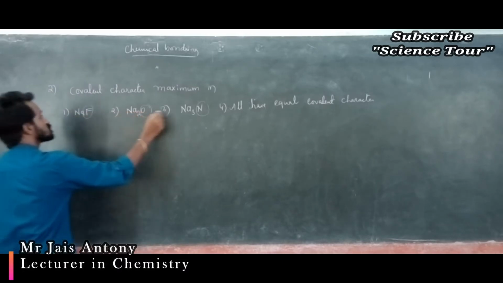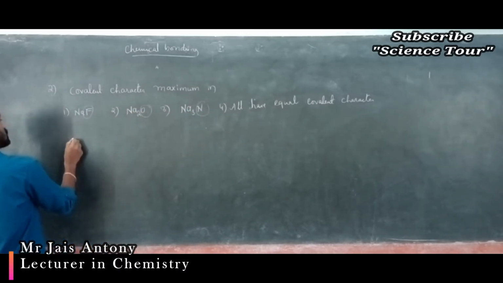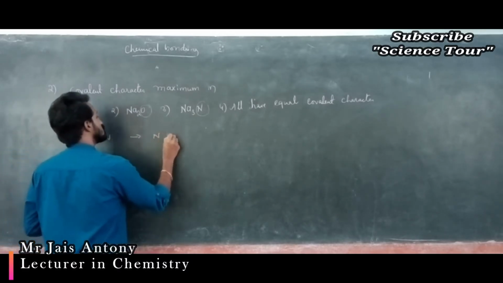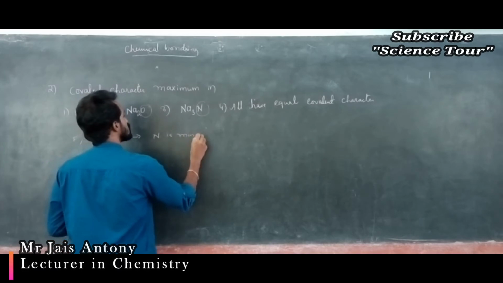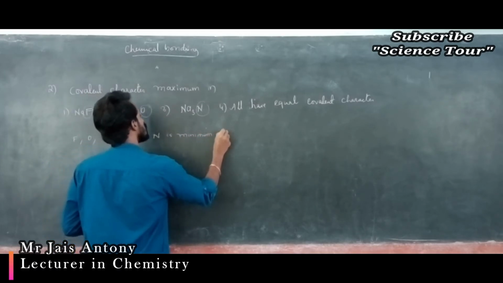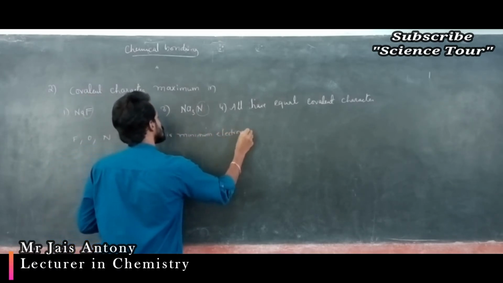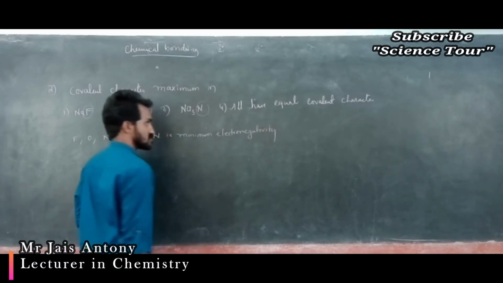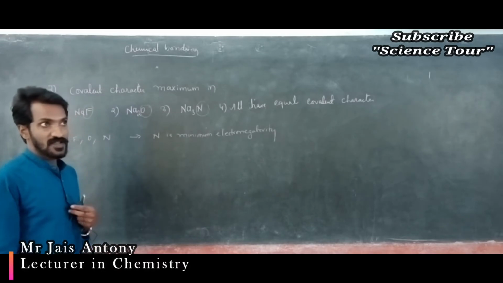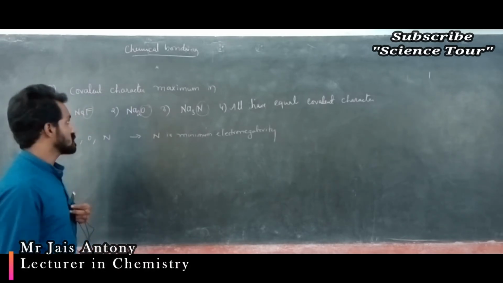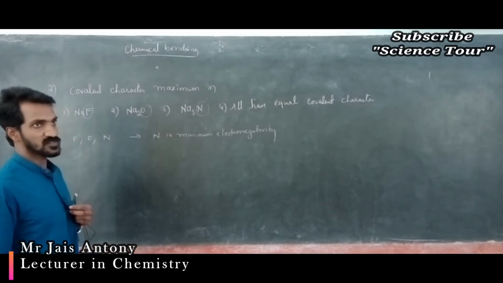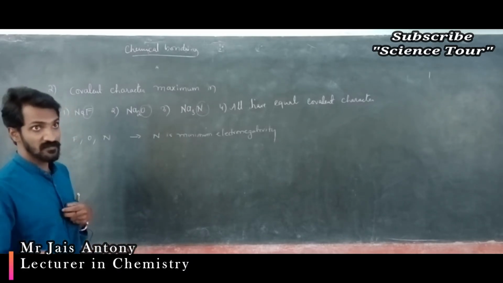Here fluoride, oxygen, nitrogen, 3 different. Out of fluoride, oxygen and nitrogen, nitrogen has the minimum electronegativity. So what happens, my dear students? Minimum electronegativity means it forms maximum covalent character with the sodium. Understood? Maximum covalent character, minimum electronegativity.